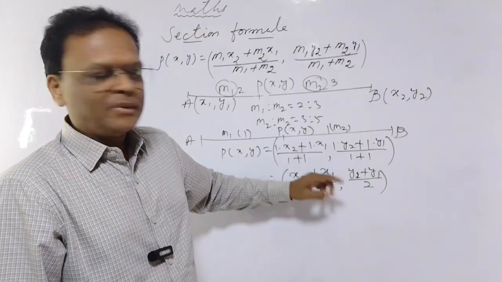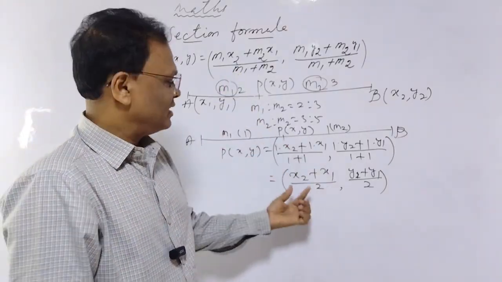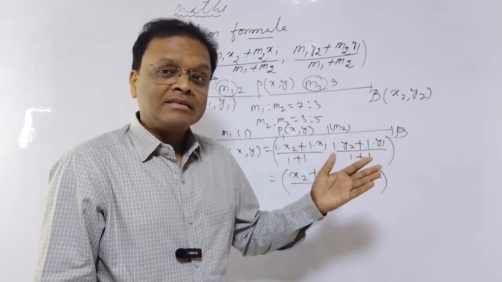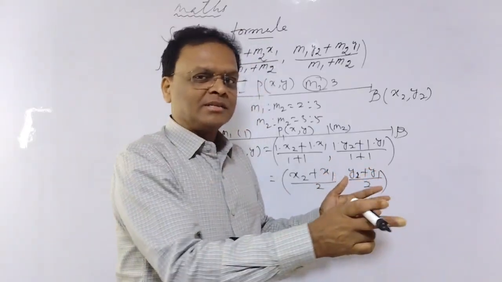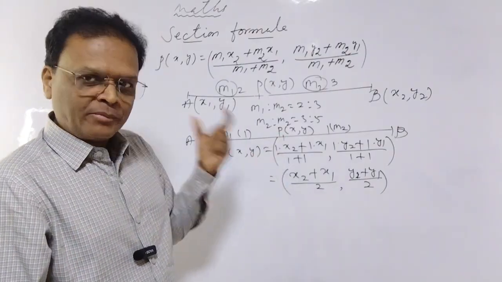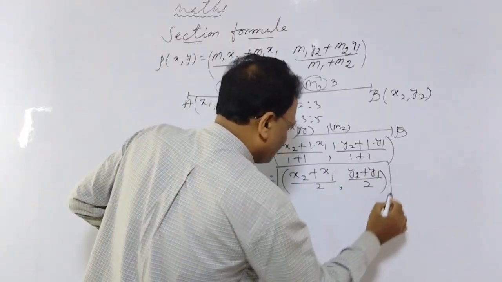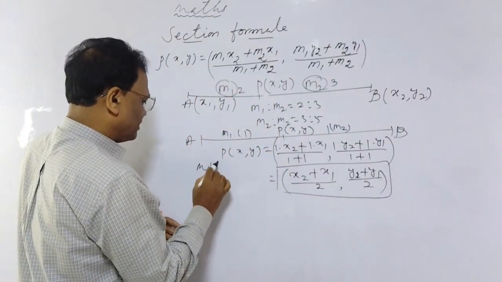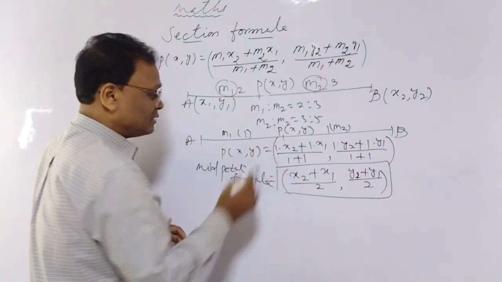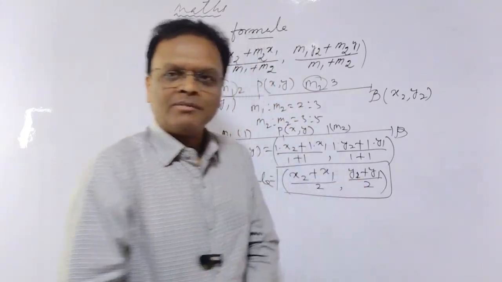So this midpoint formula we got from the section formula. The midpoint formula becomes x1 plus x2 by 2, y1 plus y2 by 2. Under what condition? The point which divides the line segment must divide it equally. Then only the point becomes a midpoint. This formula is called the midpoint formula: x1 plus x2 divided by 2, y1 plus y2 divided by 2.